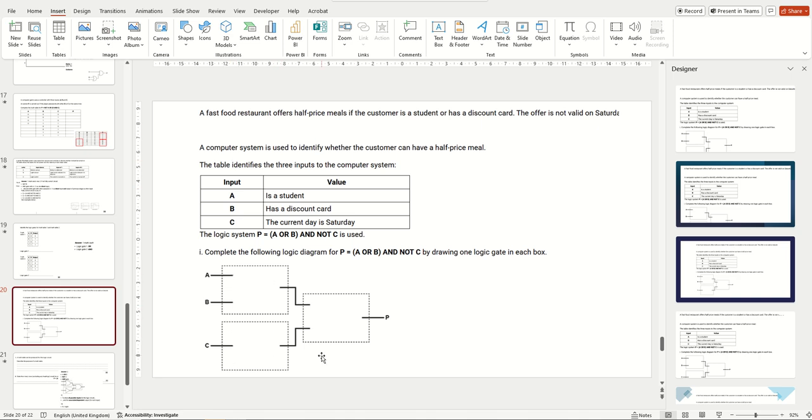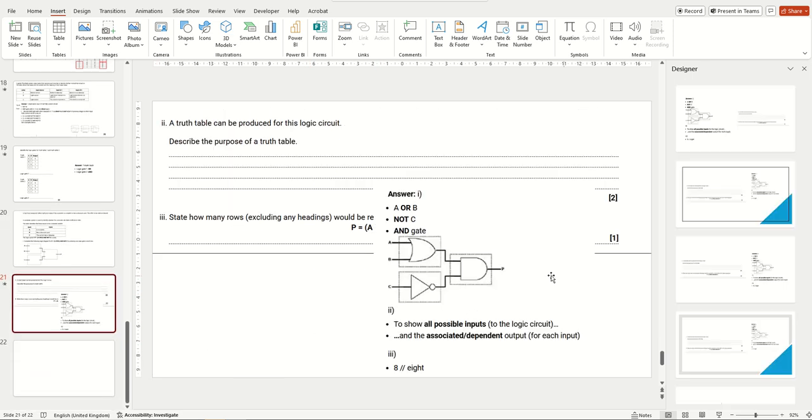Drawing the correct symbols into this diagram. So the logic system is P equals A OR B, AND NOT C. NOT C, I'm thinking that's going to be the triangle with a circle for NOT. What about A and B? A or B, so that's going to be an OR gate, and then we've got an AND in the middle, so that's an AND gate there. See if that's right. That's right. Okay, good. And that's it.